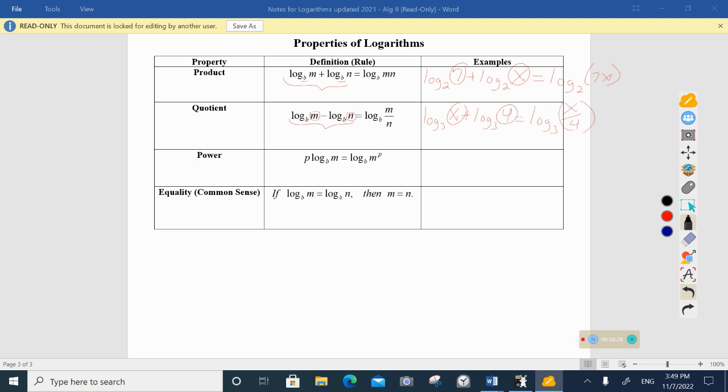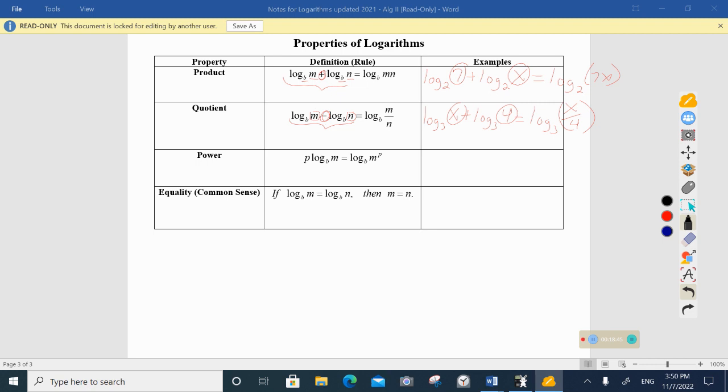That's the quotient property. So how can you not get these two mixed up? If you're adding 2 logs, you multiply what's on the inside. If you're subtracting 2 logs, you divide what's on the inside. Okay? Just simple properties. You have to just follow the rules.